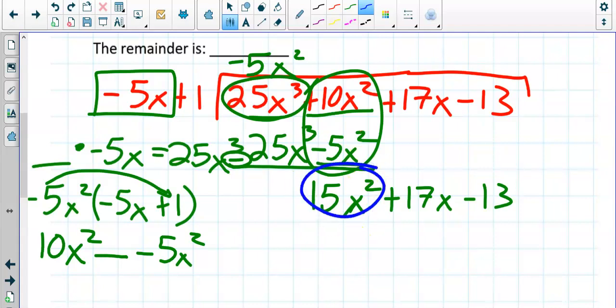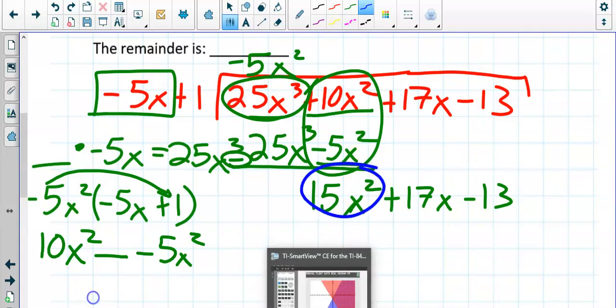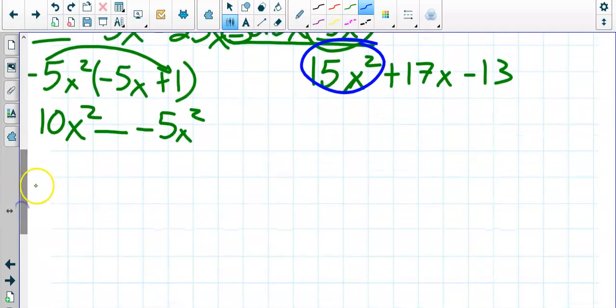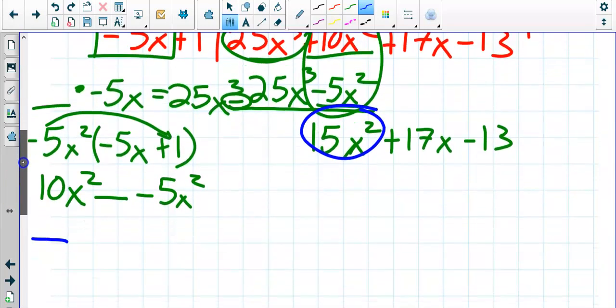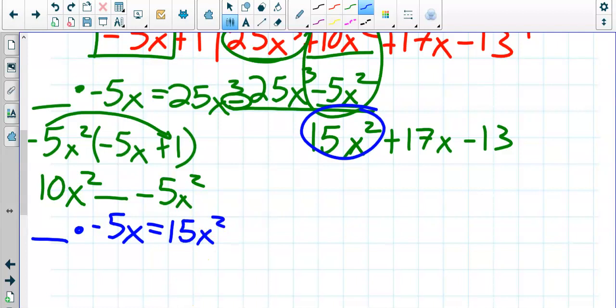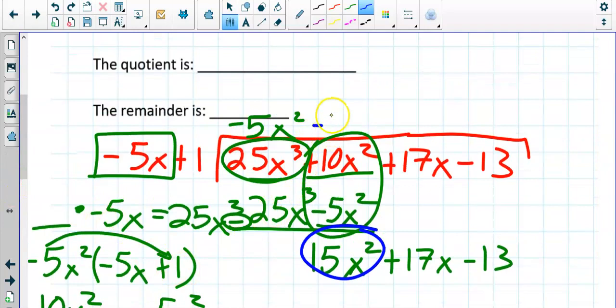That's the new guy we want to get rid of. So, again, we ask ourselves, what times negative 5x will give us 15x squared? Negative 3x, right? Because negative 3 times the negative 5 is a positive 15. And x times x is x squared. So we're going to put negative 3x up top. Yes?